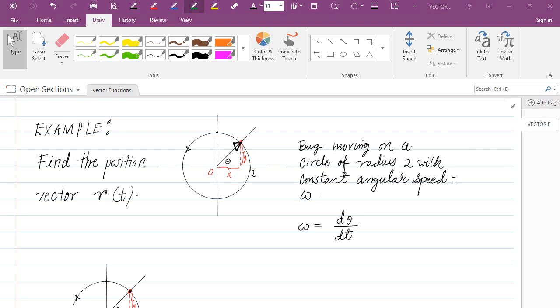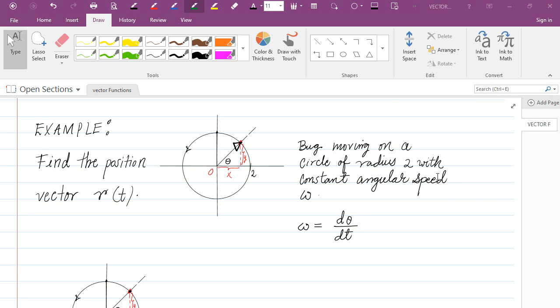Welcome back. Let's look at the following example. Let's say we have a bug and it is moving on the circle of radius 2 centered at the origin with constant angular speed omega.